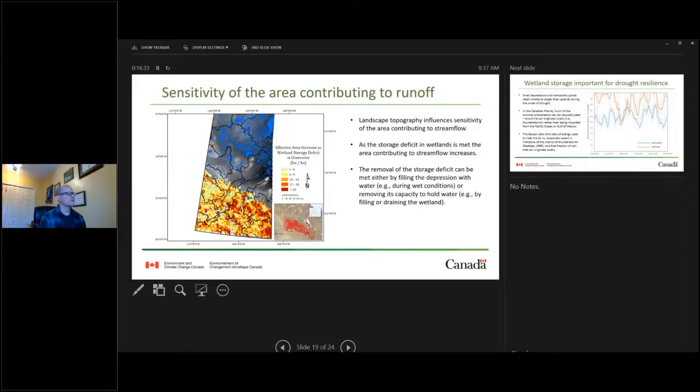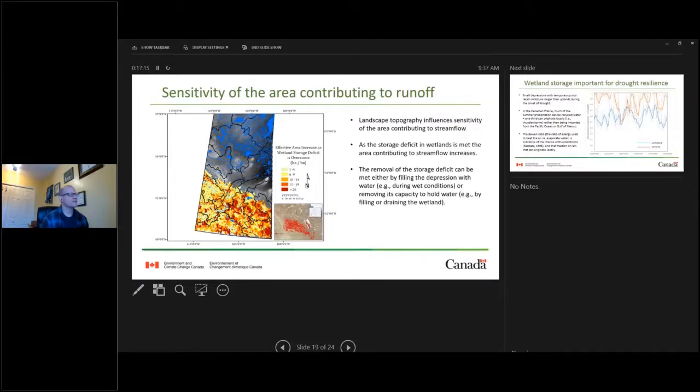What we found is that anything that's not red is what water managers on the prairies deem the effective drainage area. So you see that most of the prairies don't contribute in here. That effective area is fairly small. But what we're able to find is that the sensitivity of that area depends on landscape topography and wetland distribution. And as you meet that storage deficit, the area that's contributing to stream flow in that average year increases. And the rate that it increases depends on the landscape.